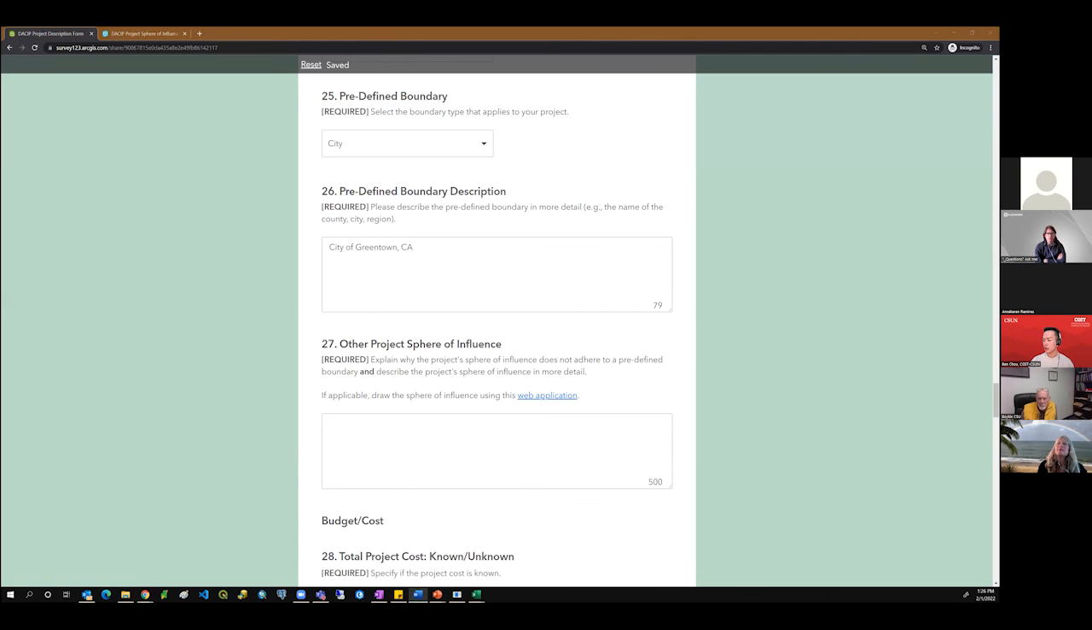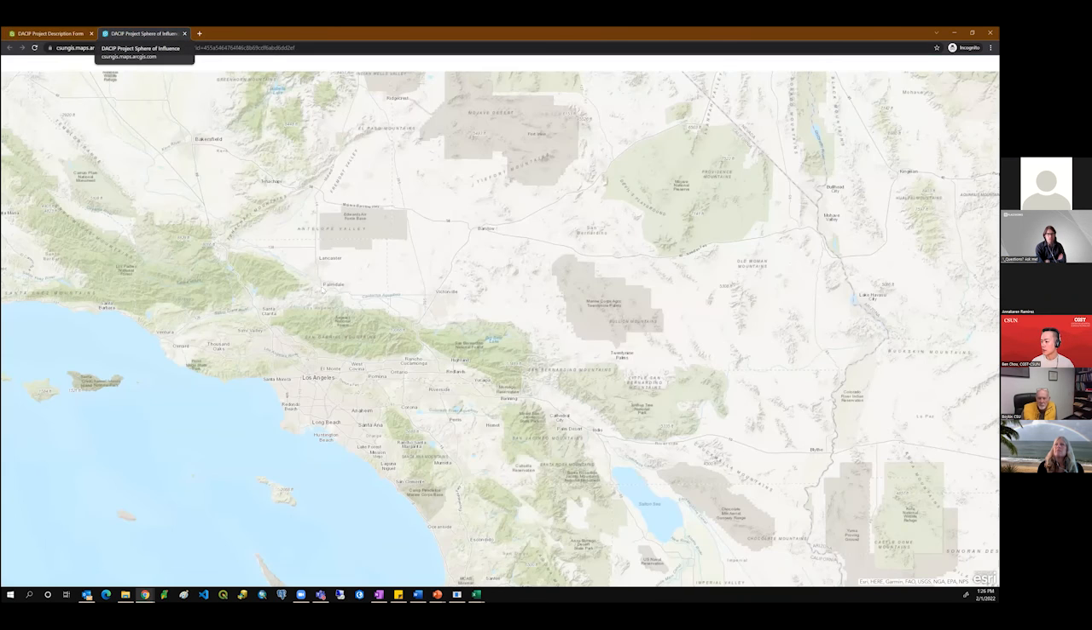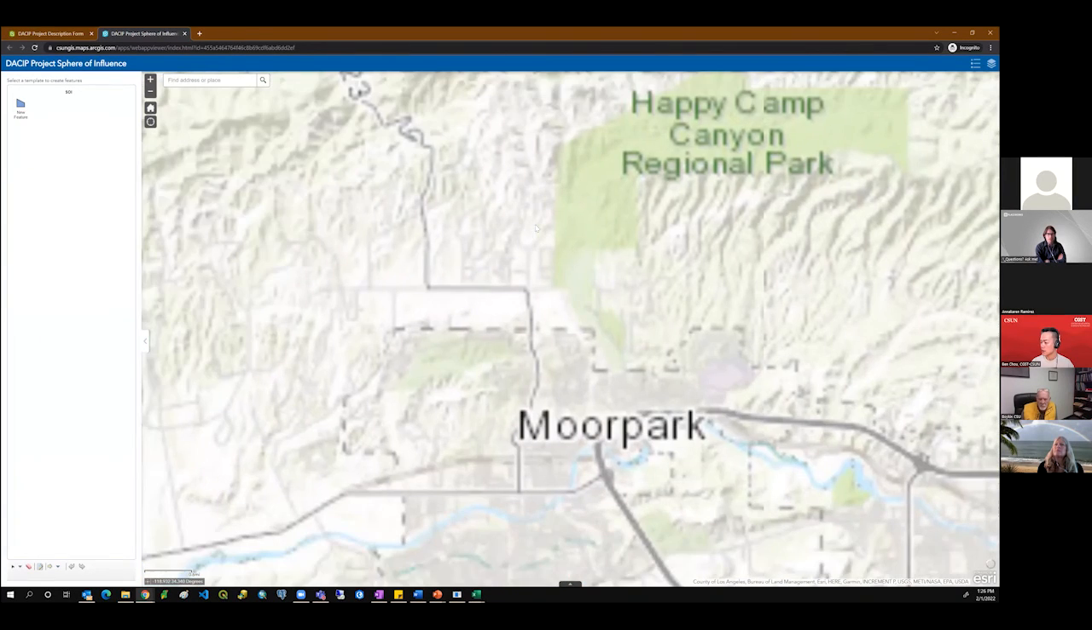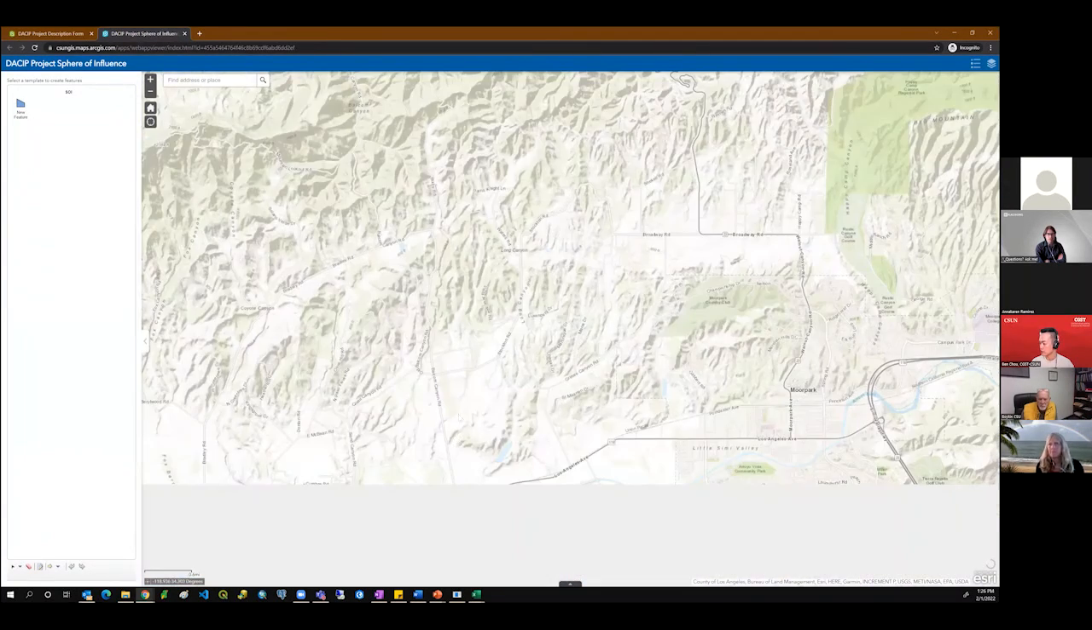So I guess hypothetically for this example, if we had said that this wetland park only directly benefited the Green Acres neighborhood, we would explain why that is the case in question 27. We would then describe the rough boundaries of the neighborhood, and then using this link, we could draw the exact boundaries of the neighborhood on this map. So I'm just gonna zoom into a random part of Ventura County.